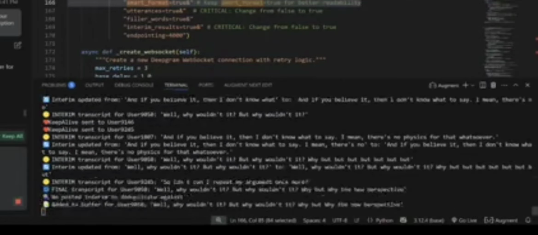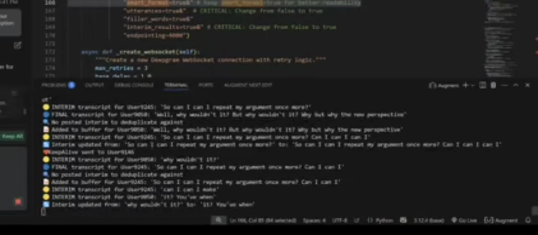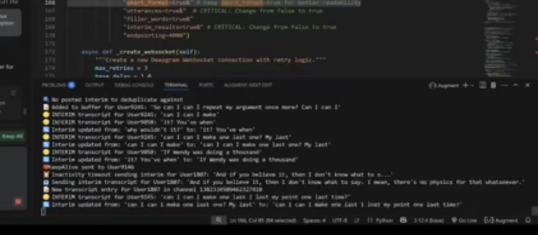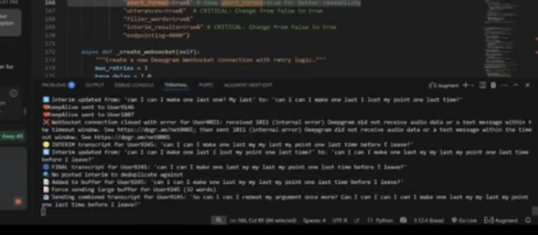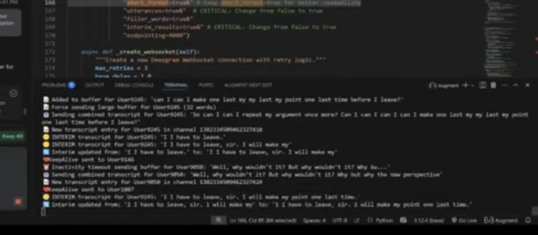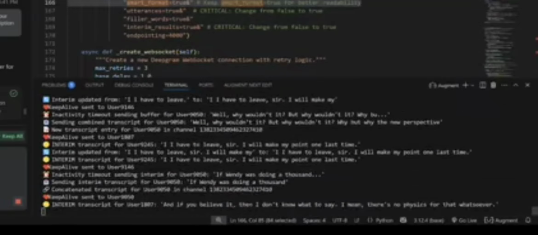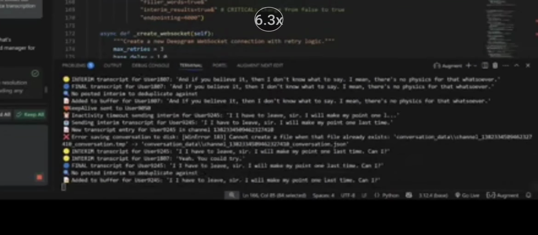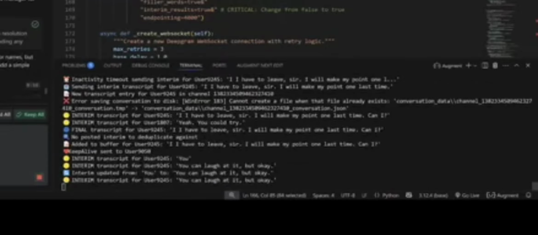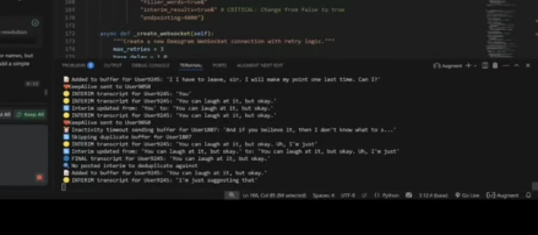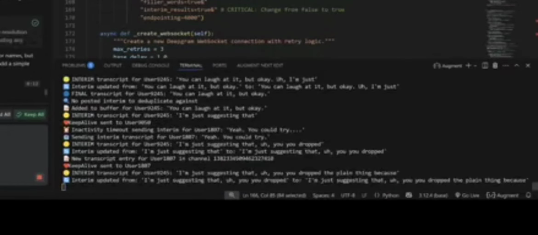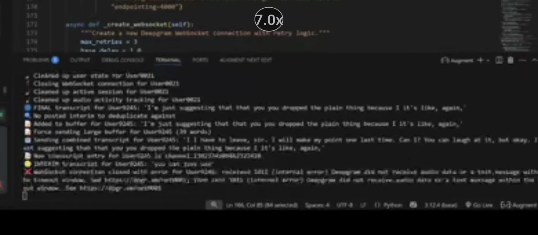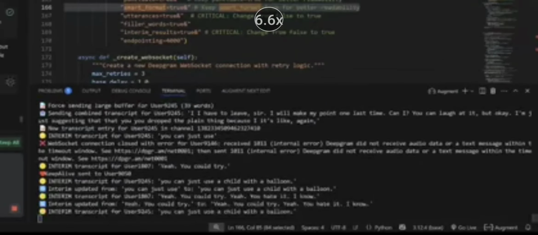The new perspective. Can I make my point one last time before I leave? I have to leave, so I will make my point one last time. Can I? Yeah, you can try. You can laugh at it, but okay. I'm just suggesting that you drop the plane thing because again, you can just use a child with a balloon.